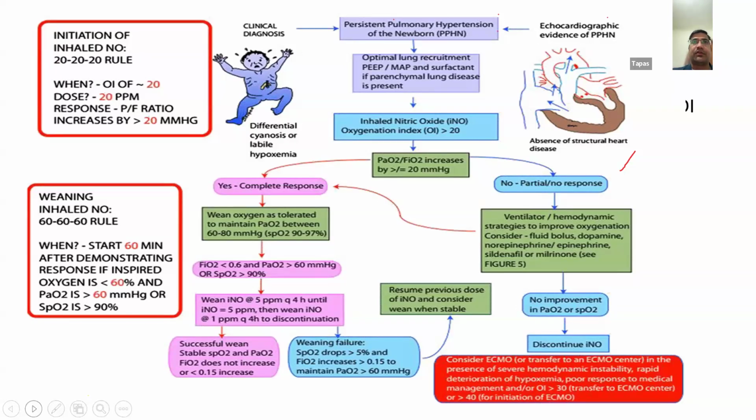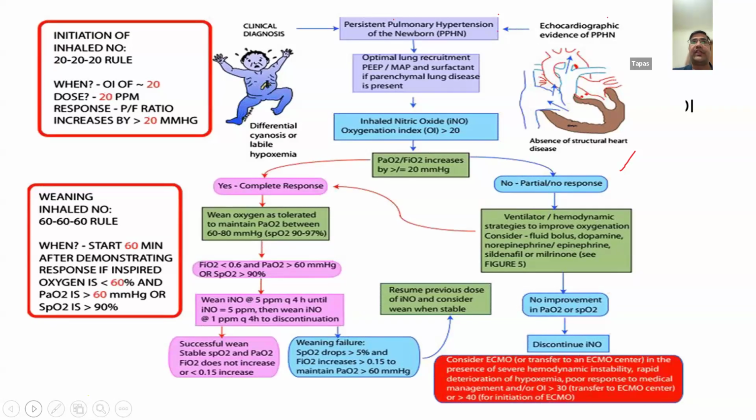Then you start weaning off the INO by 5 ppm every 4 hours until you reach a dose of 5 ppm. Like we started with 20, so reduce it to 15 after 4 hours. If the baby is maintaining the response, you again reduce it to 10 after 4 hours. If the baby is maintaining the response, then you reduce it to 5. After reducing to 5, you decrease by 1 ppm every 4 hours till discontinuation.